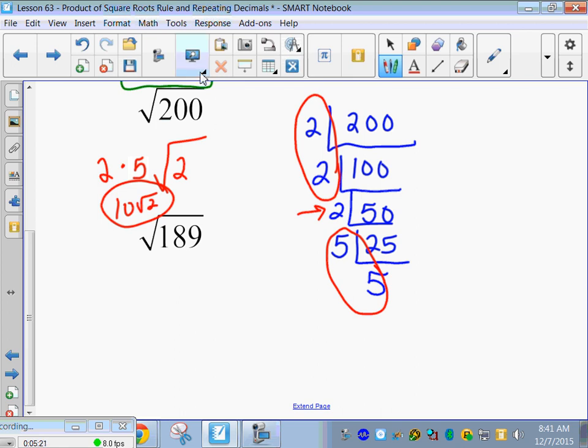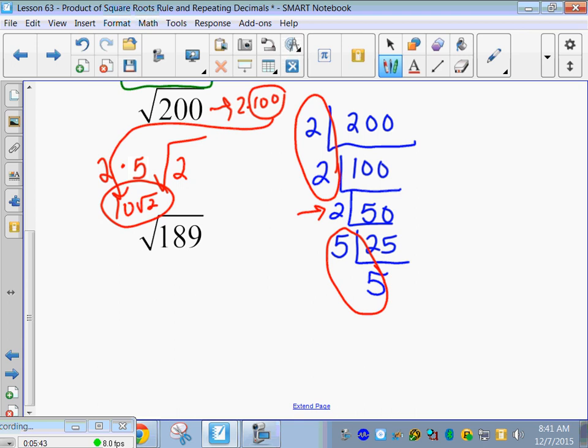Now, the shortcut for this, though, who knows how to break this down, something times something, that has the perfect square number in it? Nope. Better one. There's a better one. Ben? 2 times 100. Because what is the square root of 100, you guys? 10. And the 2 stays inside.